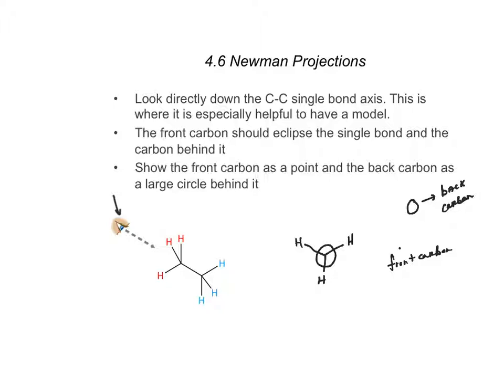So again, we're looking through this bond to our back carbon at this point. What is pointing directly up on that back carbon? Another hydrogen, right? So we've got this guy pointing directly up. I'm going to draw that on my back carbon. We've got one hydrogen pointing directly up. And now what's pointing off to the left and to the right? Two other hydrogens, right? So they're going to go on my back carbon as well. We have one pointing to the right, one pointing to the left. This is the Newman projection for ethane.